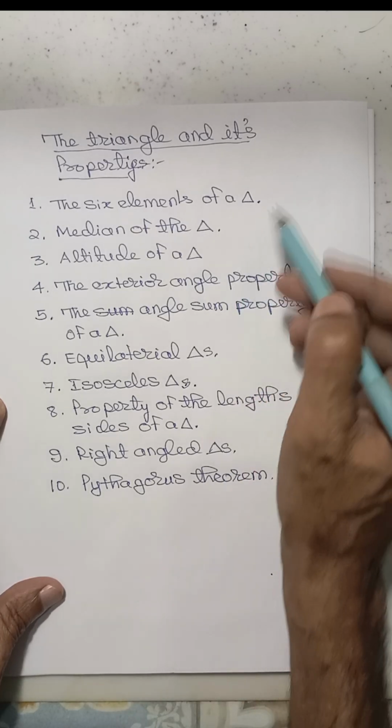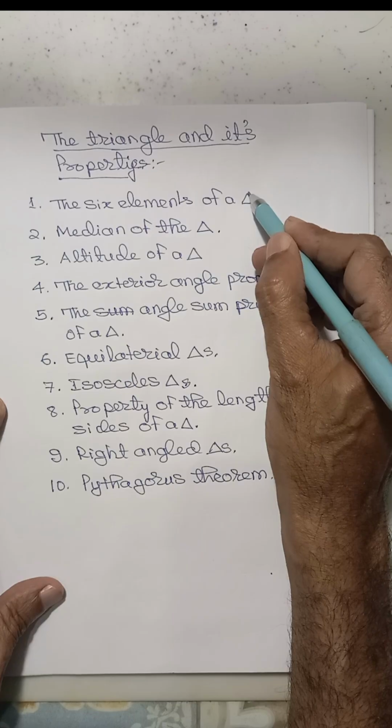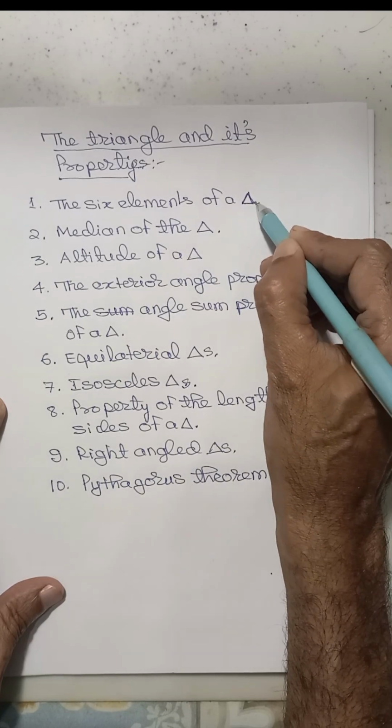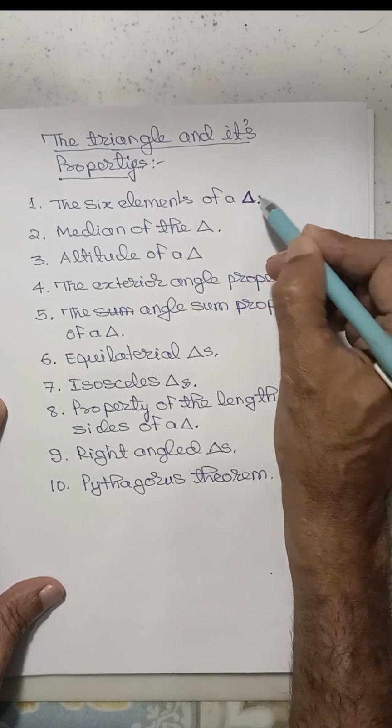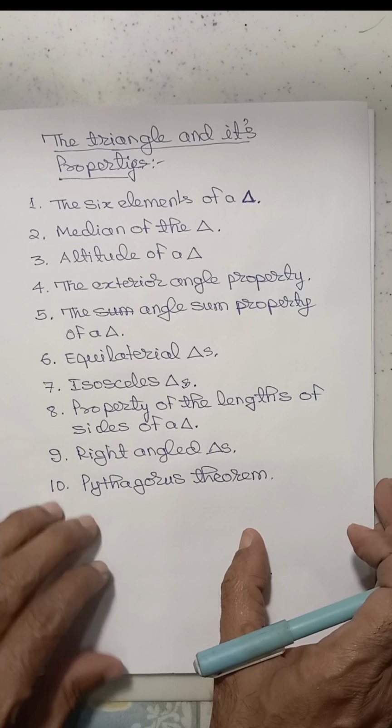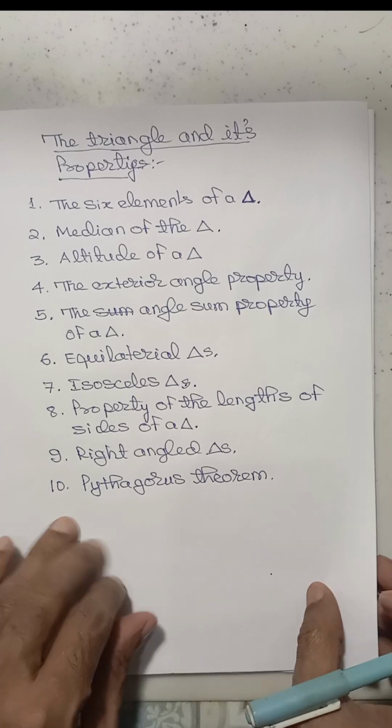For the sake of simplicity, instead of writing the full word triangle, I have written this symbol. This means triangle in this section of my video. So let us start, guys.